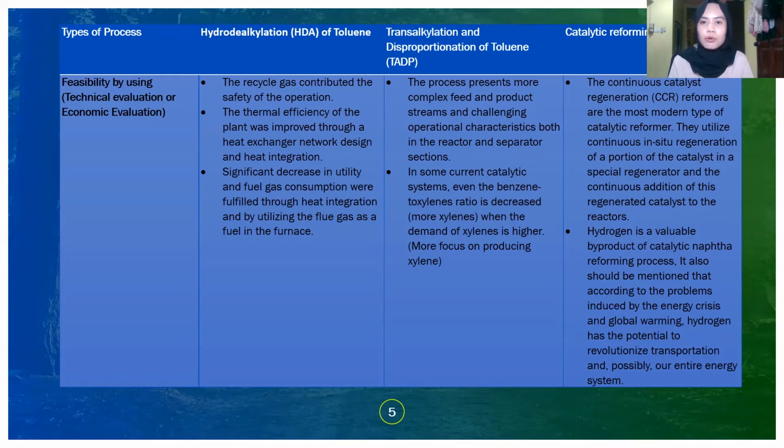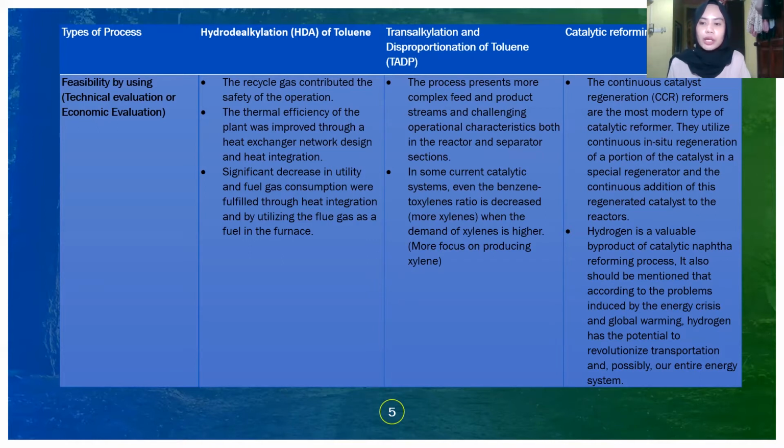For the ADP, the process presents more complex feed and product streams and challenging operational characteristics, both in the reactor and separator section. In some current catalytic systems, even the benzene acetylene ratio is decreased when the demand of silane is higher. Lastly, on the feasibility of the catalytic reforming, the continuous catalyst regeneration reformers are the most modern type of catalytic reformer. They utilize continuous in situ regeneration of a portion of the catalyst in a special regenerator and the continuous addition of this regenerated catalyst to the reactor.